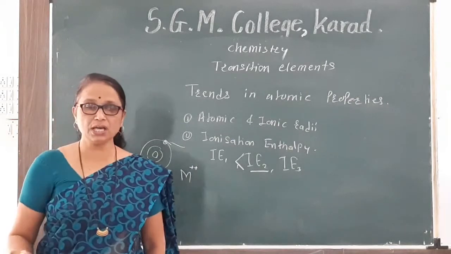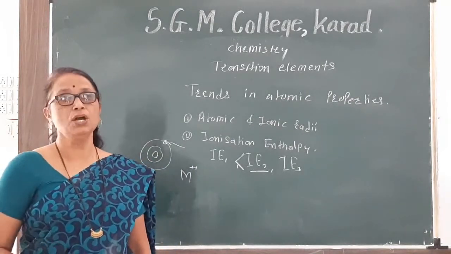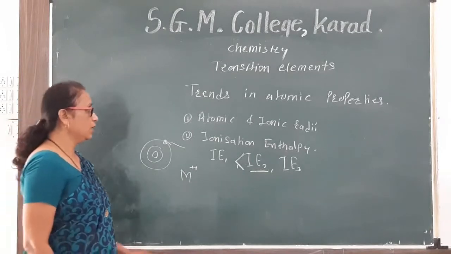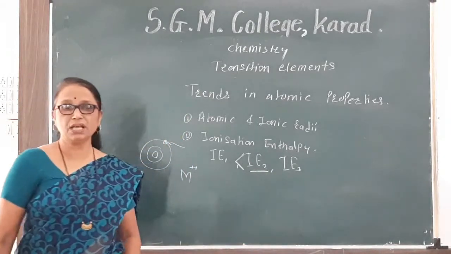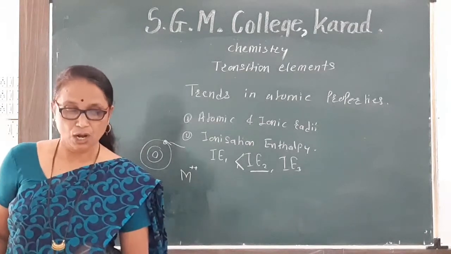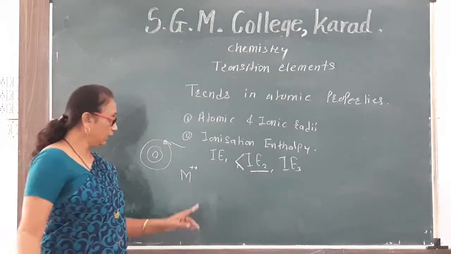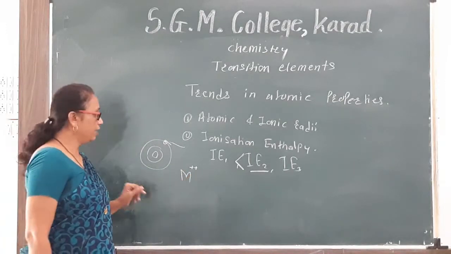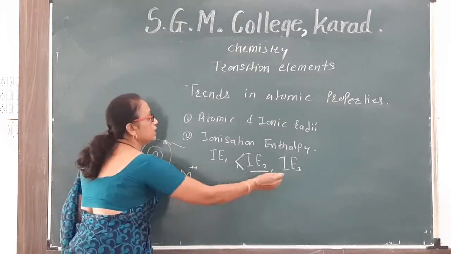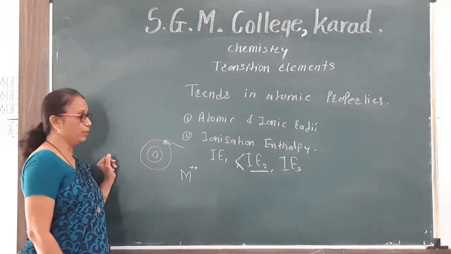As two electrons are removed, there is a formation of two positive charges. What is the third ionization enthalpy? Third ionization enthalpy means the amount of energy required to lose the electron from the dipositive cation, and this is called the third ionization enthalpy.